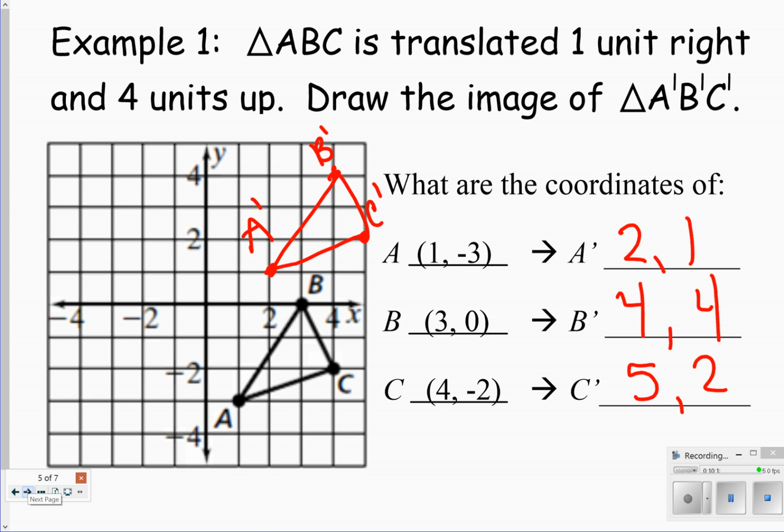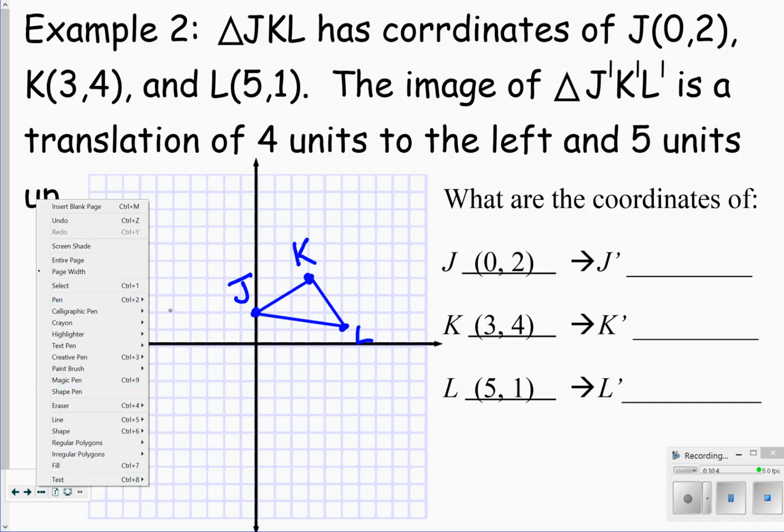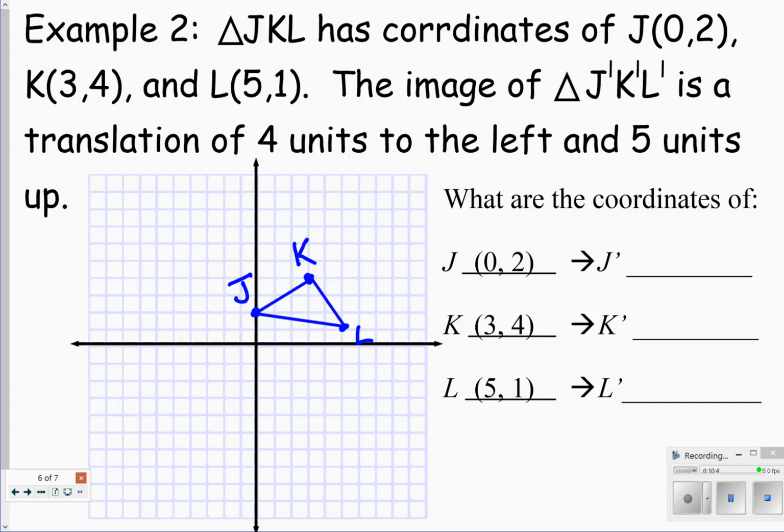Excellent, okay? All right, now we have triangle JKL, and these were the coordinates that we were given. I've already put it on our paper for us. And it says we want to find the image, the new location of J prime, K prime, L prime. And it has a translation of 4 units to the left and 5 units up. So I'm going to go ahead and do that really quick. I think I'll choose green this time. And I'll be right back.